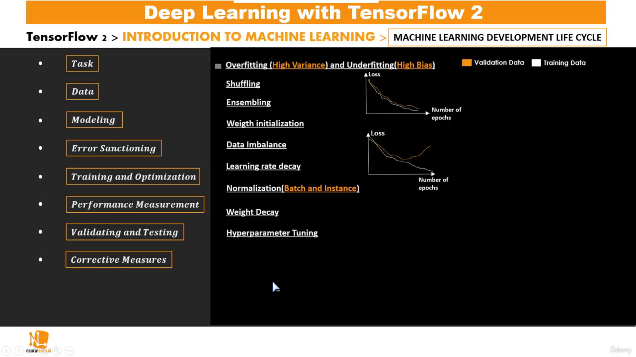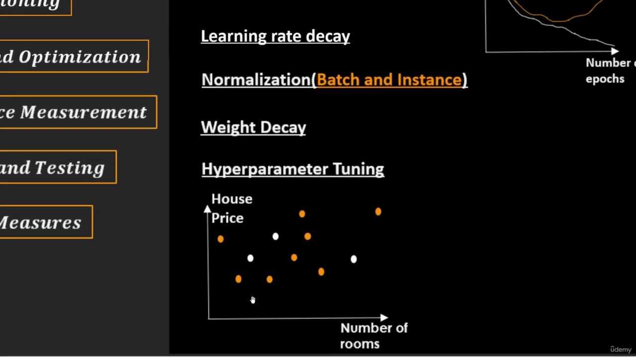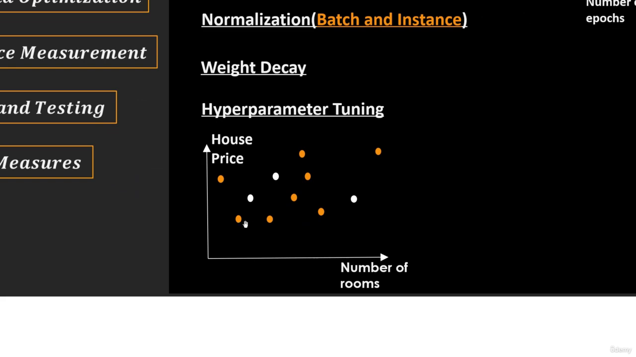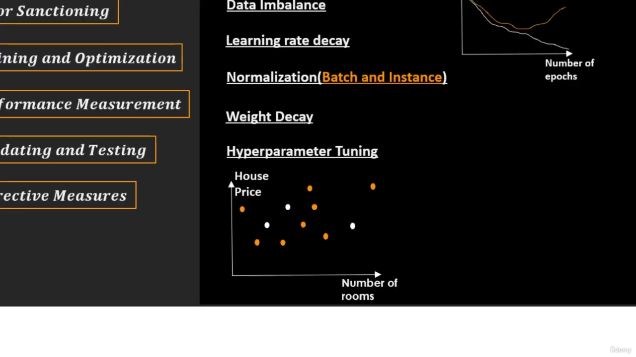Let's take this simple example. Supposing we have this data in which we get as input the number of rooms, and we have as output the house price. So based on the number of rooms, we want to predict the price of a house. We split our data set such that we have these orange points as the training data, 1 2 3 4 5 6 7 8 orange points, and then the validation data is the white points. Now a well-fitted model could be a linear regression model, which simply looks like this.